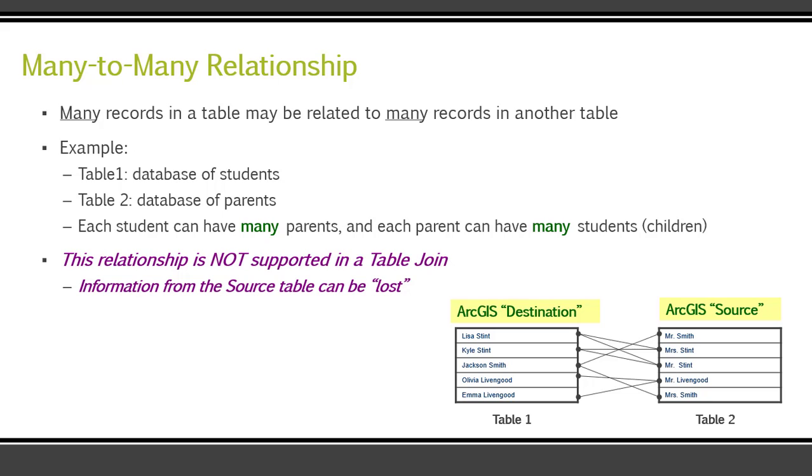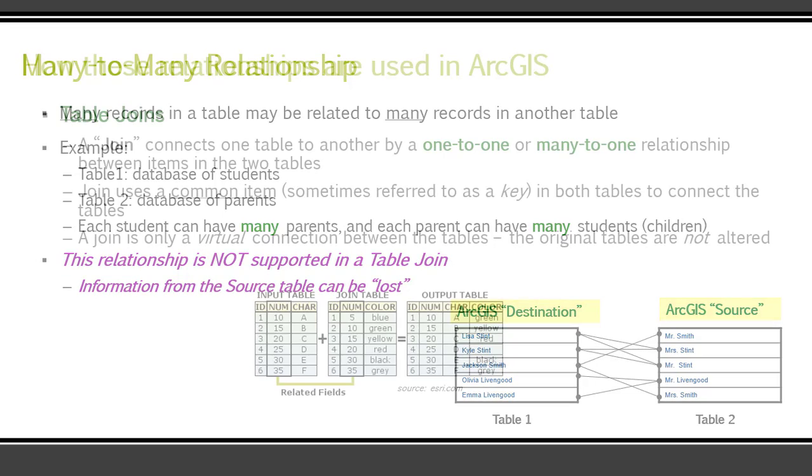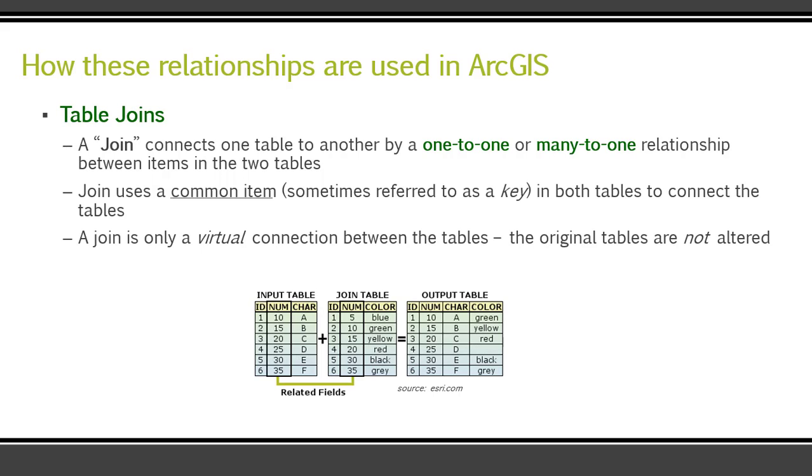This is another example of a relationship that is supported with a table relate, which we'll talk about here in a couple of slides. But first we're going to talk about how these table relationships are used within ArcGIS specifically for a table join. So a table join is what connects one table to another by the one-to-one or many-to-one relationship. It is dependent upon a common item, sometimes referred to as a key item. So if you've taken a database class, this should be very familiar, especially with the term key item.